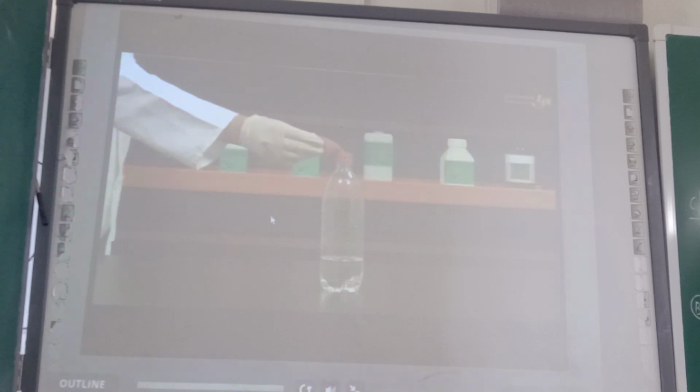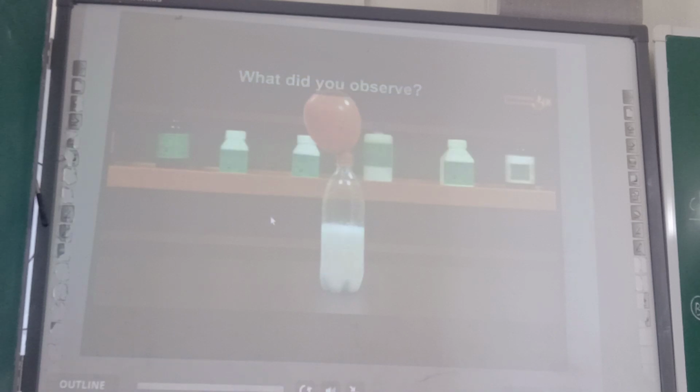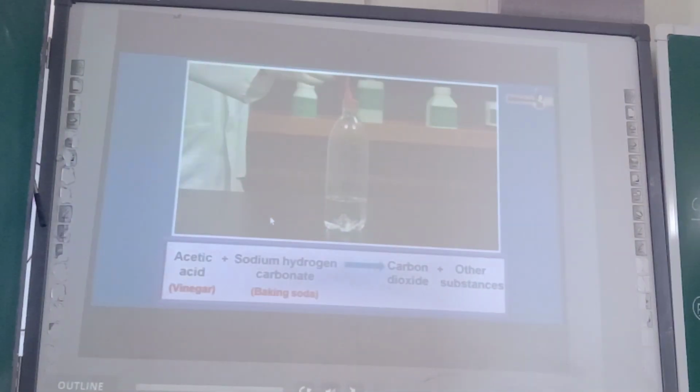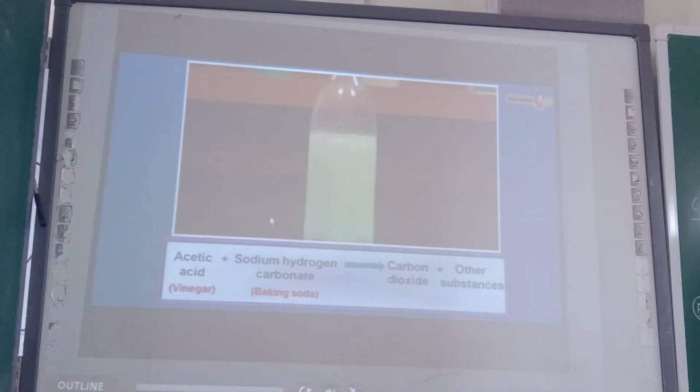Next, we will fit the balloon carefully over the mouth of the bottle without dropping the baking soda into the vinegar. Hold the balloon in such a way that the baking soda falls into the vinegar. What did you observe? Effervescence starts appearing in the bottle, due to which the balloon starts blowing up. Do you know the reason behind it? It is because when baking soda is mixed with vinegar, carbon dioxide gas is liberated, which blows up the balloon.